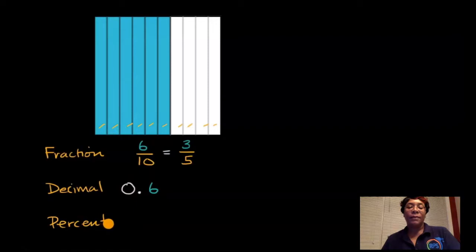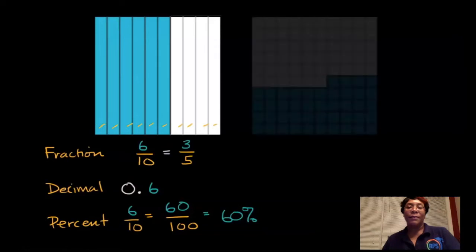Now what about a percentage? Well, percent means per 100. So one way to think about it is 6 over 10 is the same thing as what per 100? That is equal to, if we multiply the numerator and the denominator by 10, 60 per 100. Or another way of thinking about it, 60 per, instead of 100, you could say cent. And so this would be equal to 60%.